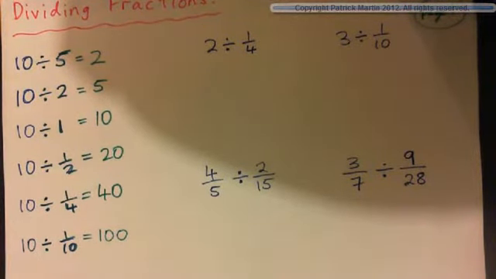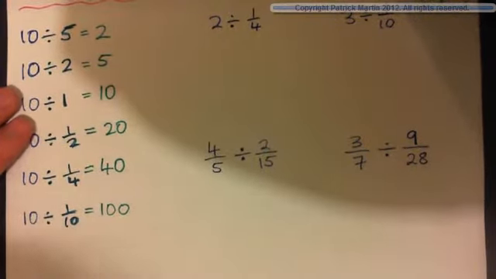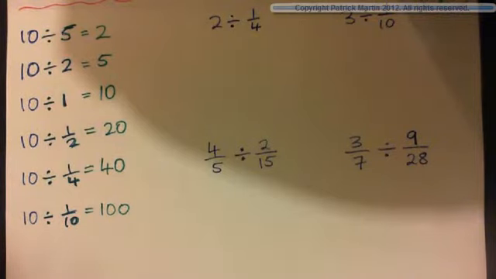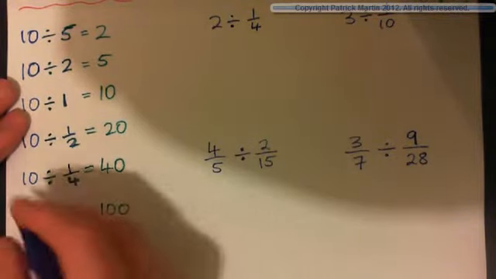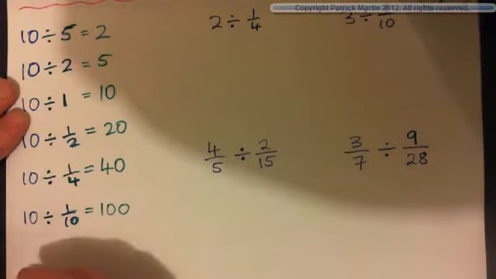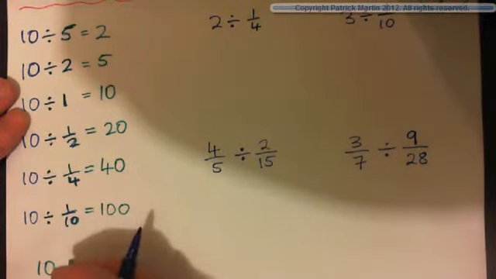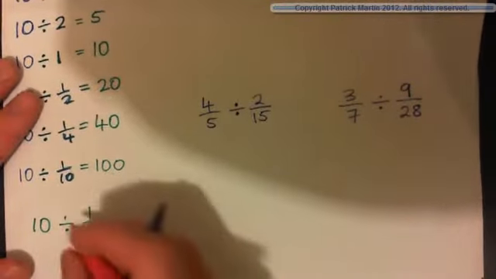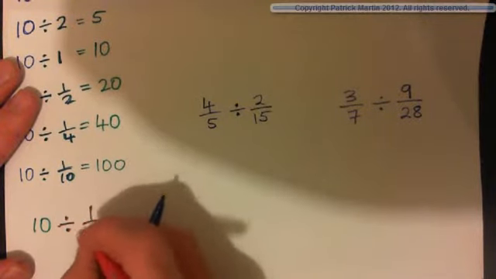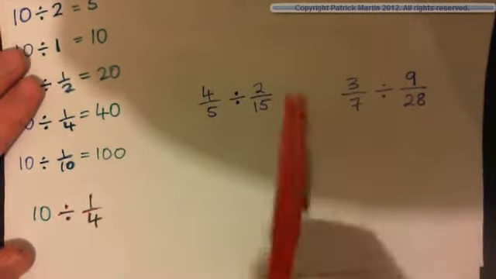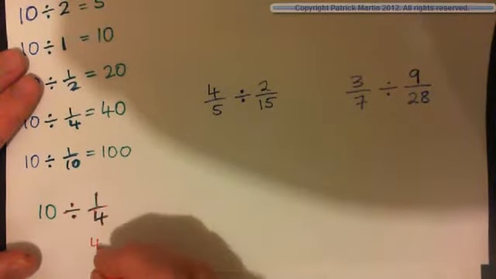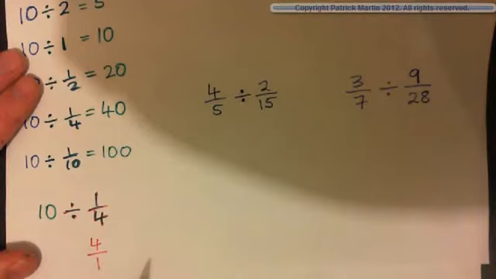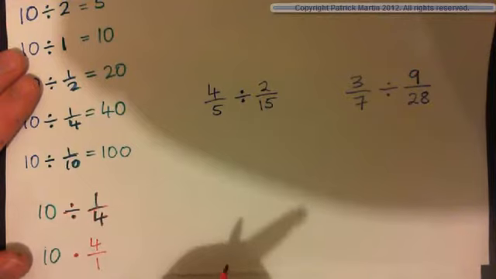Anyway, there's 2 reasons for that. One is to understand what dividing is, and the other is to understand the dividing by fractions rule. If I'm dividing by fractions, let's take this 10 divided by a quarter, 10 divided by 1/4. The rule is you multiply by the reciprocal of the fraction on the right. So the reciprocal of the fraction on the right is 4 over 1. You flip the fraction on the right upside down, and then you multiply it. That's the rule for dividing by fractions.